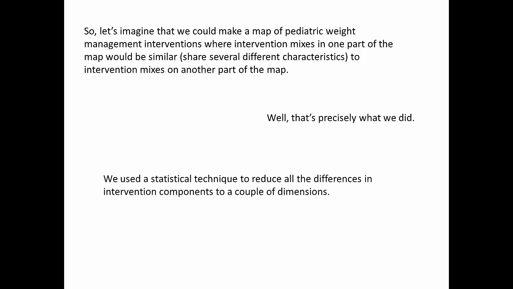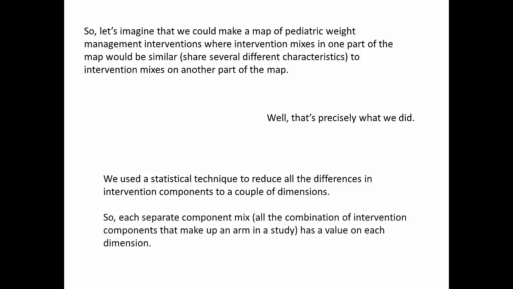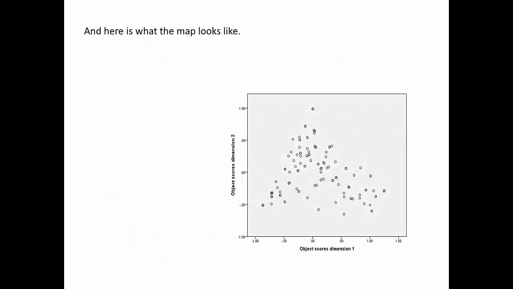We used a statistical technique to reduce all of those differences in intervention components to just a couple of different dimensions. So each separate component mix, that is, all the combination of intervention components that make up the arm of a study, would have a value on each of those dimensions. Then we can simply map those dimensions onto a two-dimensional graph. And here's what that map looks like.